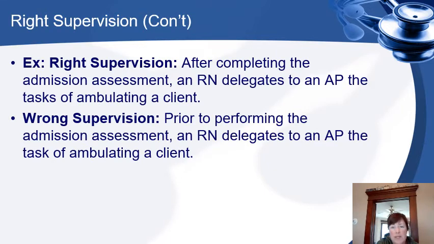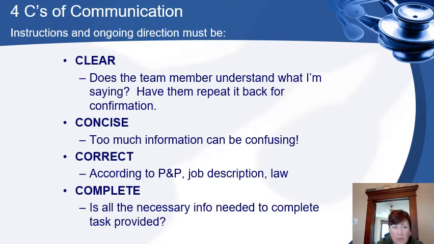Examples of this: after completing an admission assessment, the RN delegates to the AP the task of ambulating the client. That is good because the RN has already assessed if the patient is at risk for any complications, how many assists they need, and if there are any assistive devices. The wrong supervision would be, before I even went in and saw that patient, telling the assistive personnel to go ahead and start ambulating that client without knowing the patient's abilities. So the right supervision or evaluation is key.